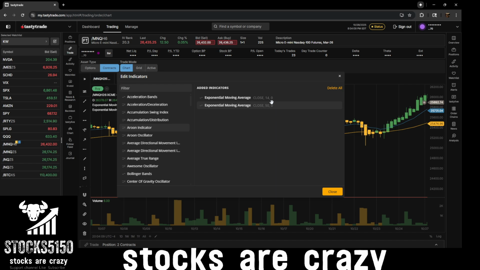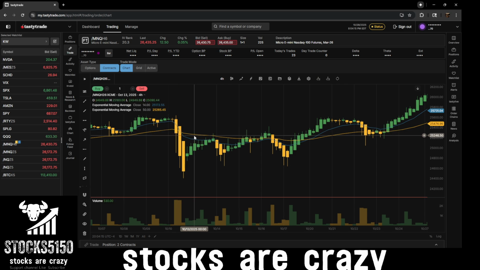The 14 and the 50. Now, what we're looking for when we're using these moving averages is crossovers. These are lagging. So the 14, of course, what does it do? It's a moving average of the last 14 candles, and the 50 is the average of the last 50 candles.